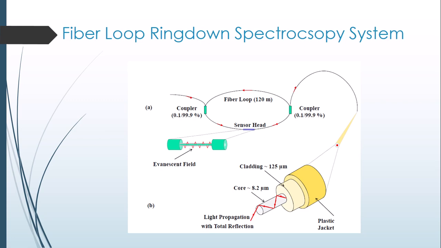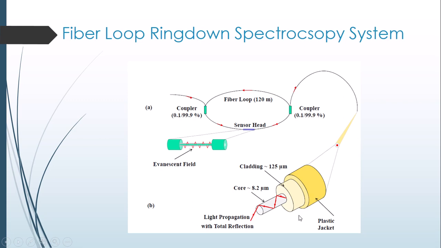The fiber loop ringdown spectroscopy system figure is shown in this presentation. We have electronic equipment at the beginning, and we have two couplers in the loop. Couplers can change the ratio of the trapped fiber light pulse. It can be 90 to 10, 50 50, 60 40, 0.1 to 99.9. A sensor head is created in the middle of the fiber by etching. From the second coupler, a small portion of light is sent to the detector.